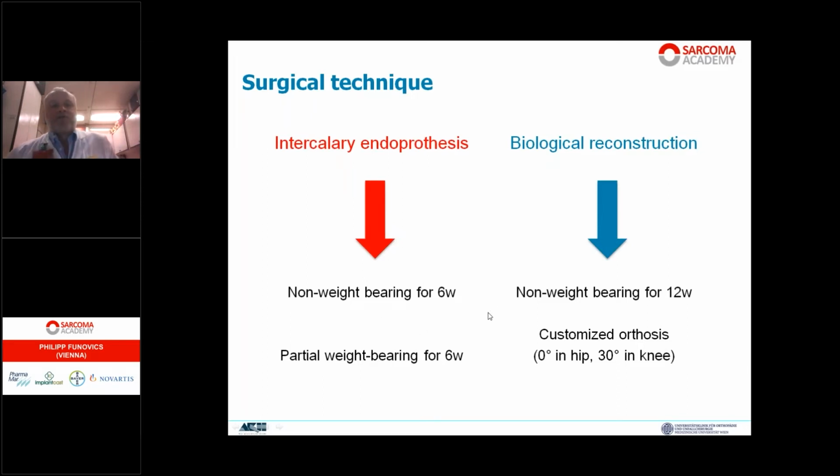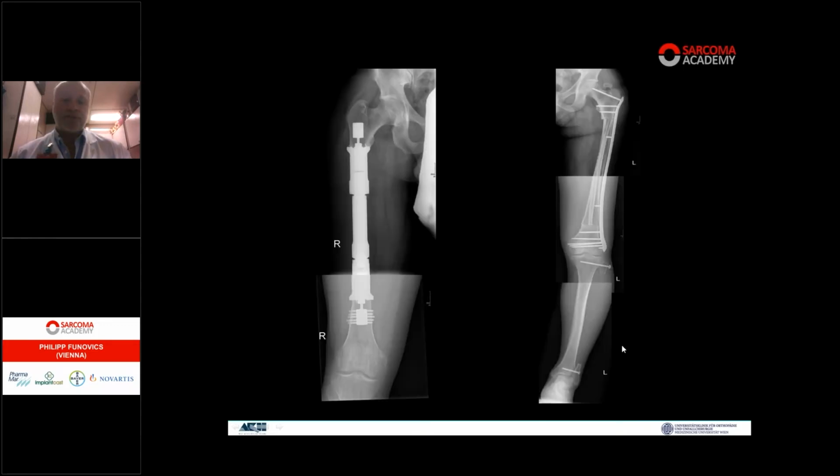So in our aftercare, we had the patient with intercalary endoprosthesis non-weight bearing for 6 weeks, partial weight bearing for another 6 weeks, whereas the biological reconstruction underwent non-weight bearing for 12 weeks, and then the use of a customized orthosis with limited knee flexion in the beginning, but still wearing the orthosis for at least 4 months. So much longer rehab time for the biological reconstructions.